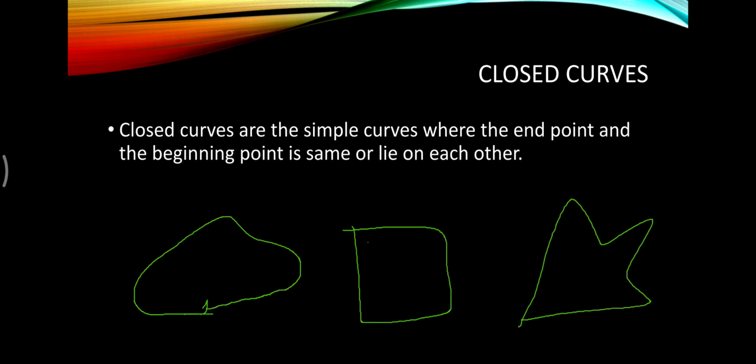Now closed curves are the simple curves where the end point and the beginning point lie on each other, or they are the same. In these three figures you can see the beginning point and the ending point are both the same, and the figures are closed, so these are closed figures.